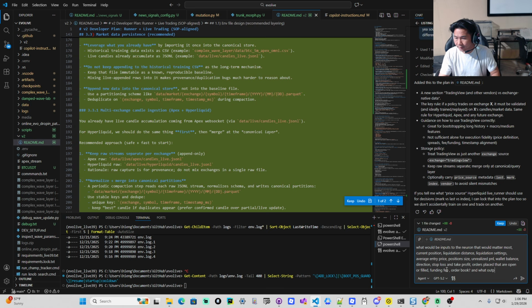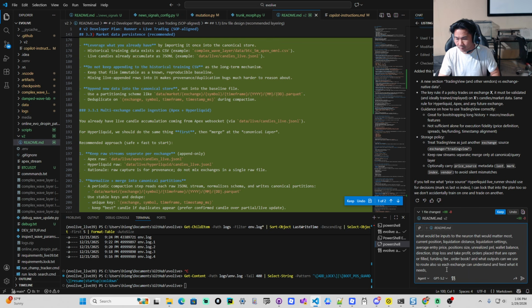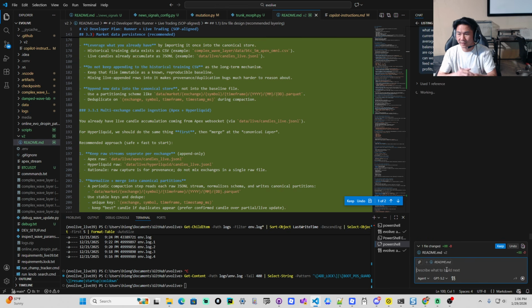And what outputs can we use to route, so each exchange can understand and feed what it needs? Can we also feed back its mistakes or profits? Okay, there you go. Let's try that.